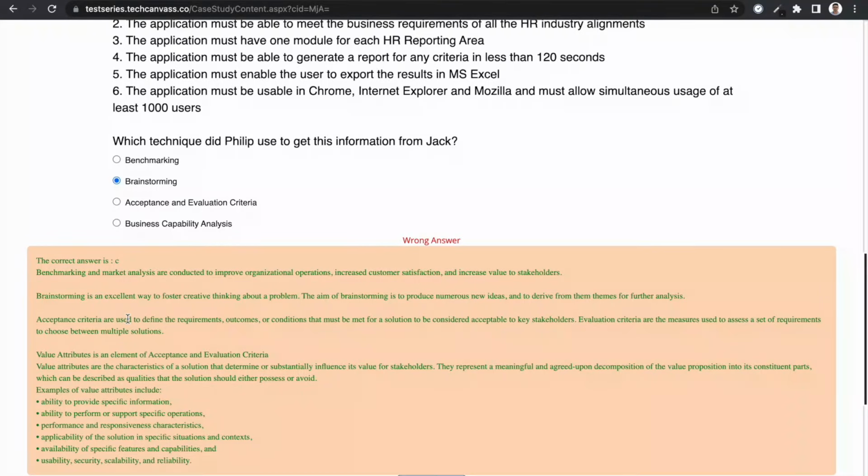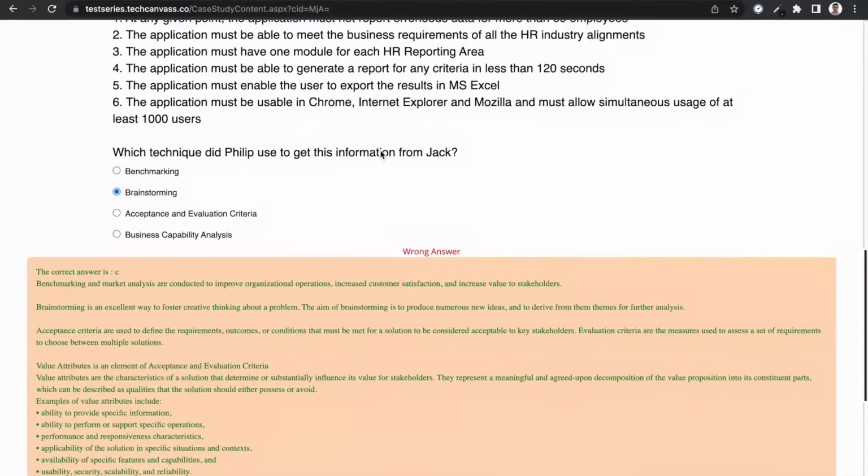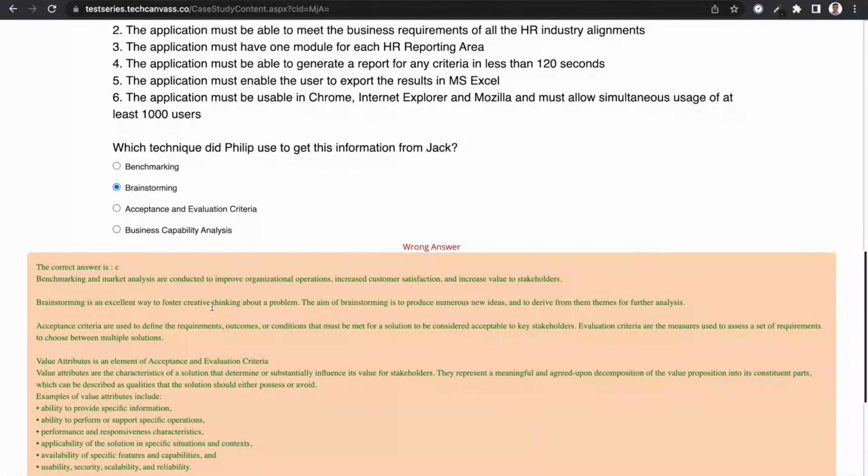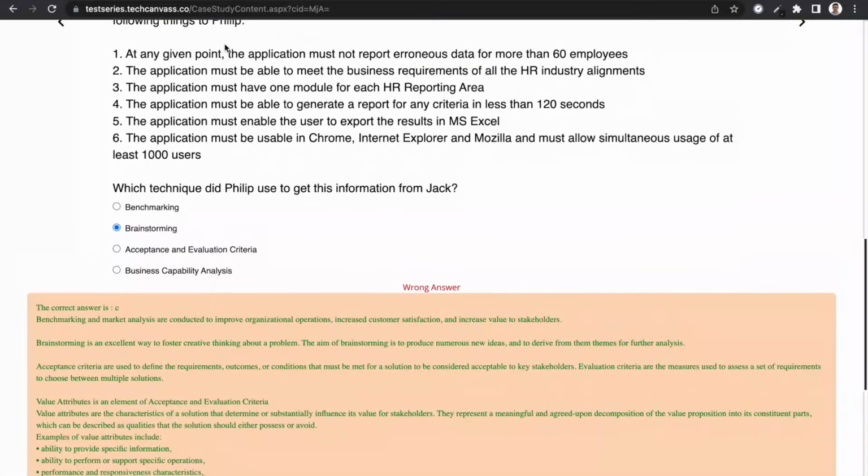Why? Because benchmarking and market analysis are conducted to improve organizational operations, increase customer satisfaction, and increase value to stakeholders. That is the purpose for it. It cannot bring the kind of information asked in this question. Acceptance and evaluation criteria is used to define the requirements, how it looks like. So many requirements are there based on specific information, specific operations, characteristics. So acceptance and evaluation criteria will be helpful here.